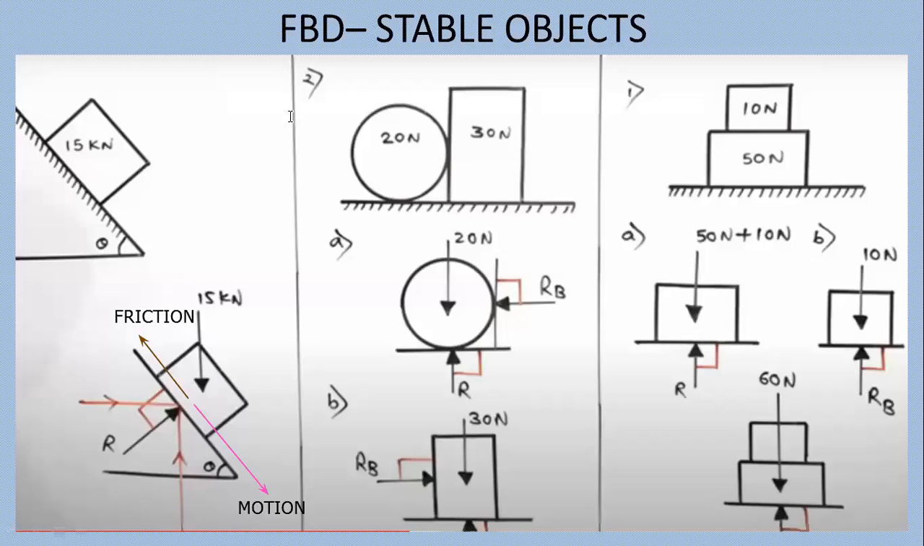let's see the next body. One circular object is resting and one rectangular object is resting adjacent to it. The circular object has 20 Newton of self weight and the rectangular object has 30 Newton of self weight. Okay, now whenever an object is resting over a flat surface, the surface will also exert an equal and opposite reaction on that object.